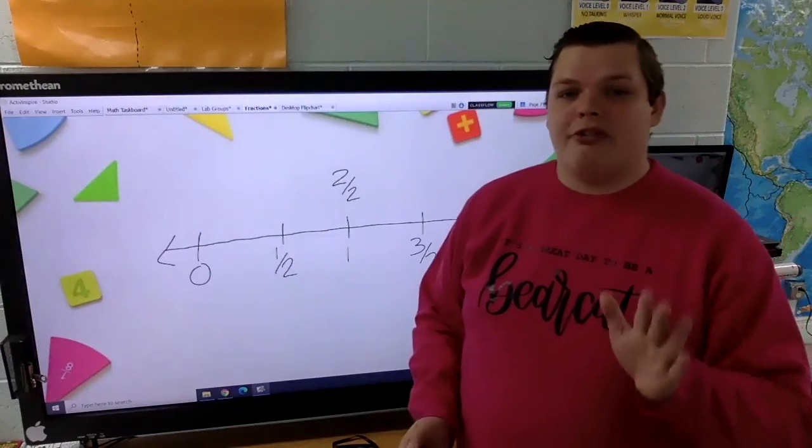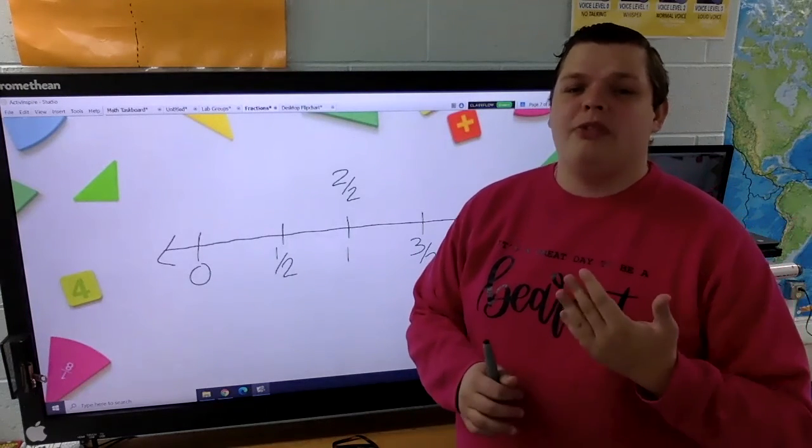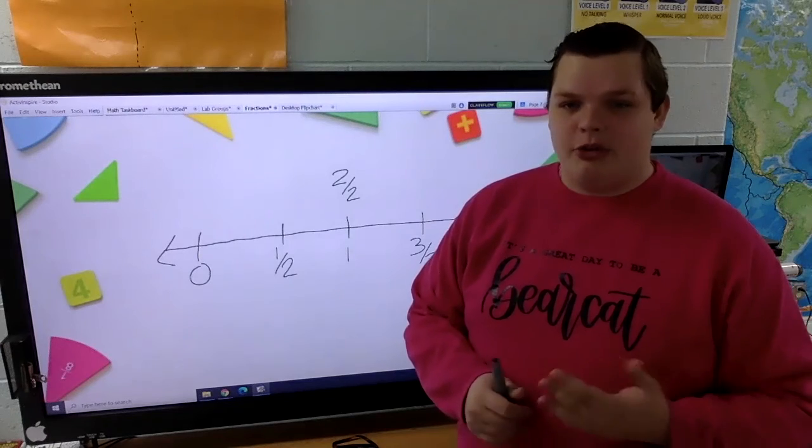Hopefully that extra fraction work helped you out, and hopefully it helped you for your equivalent fractions in the future.